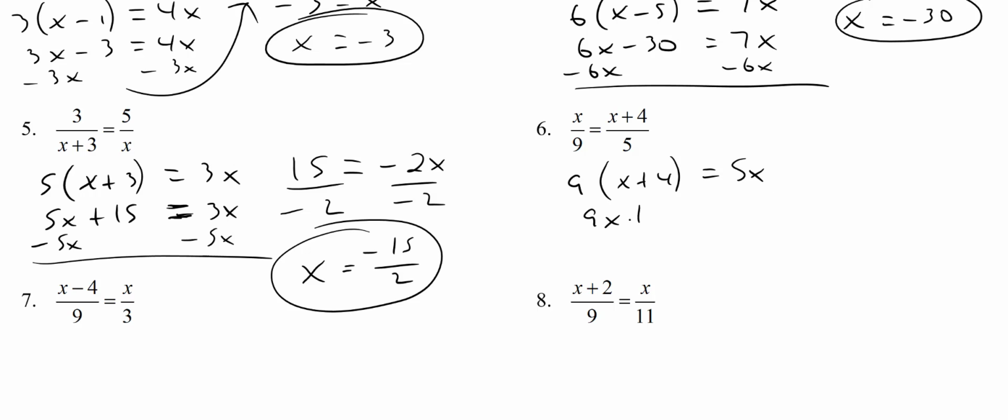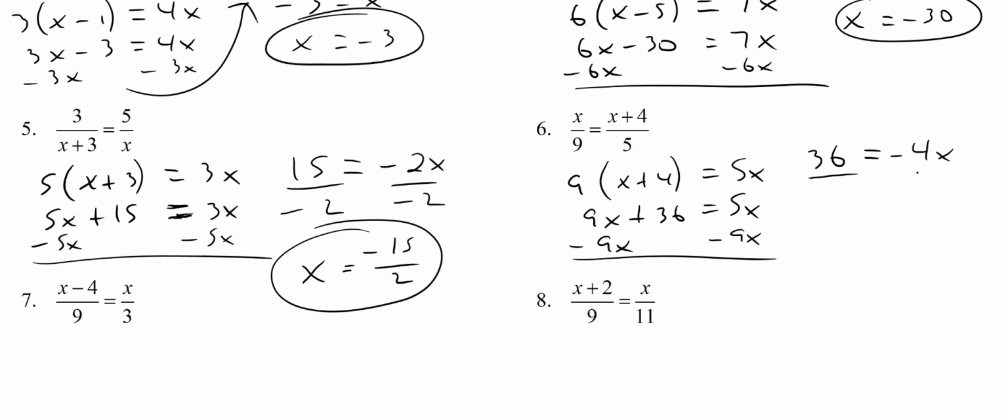So 9x plus, again, I don't care, use your calculator, 9 times 4 is 36, equals 5x. And I'm going to subtract 9x from both sides. That gives me 36 equals 5 minus 9, which is negative 4x. And then divide by negative 4. Now that one actually works out nicely. That's x equals negative 9. I mean, if you left it as negative 36 over 4, it's not going to really do too much, but you should at least try to divide it out in your calculator, okay?